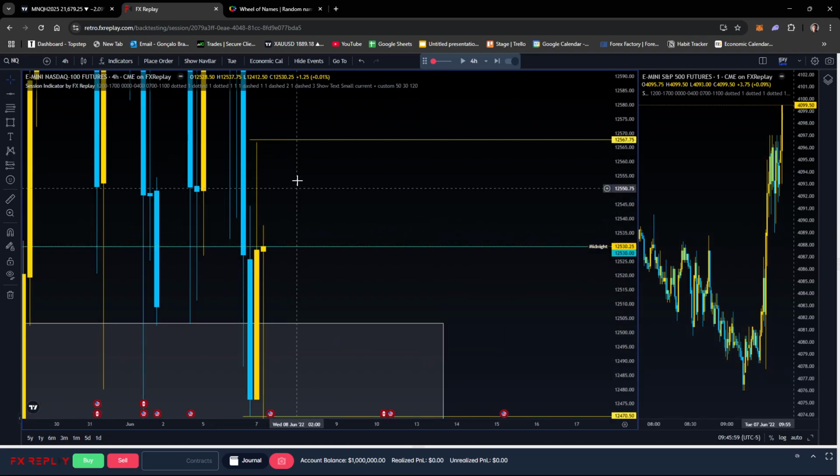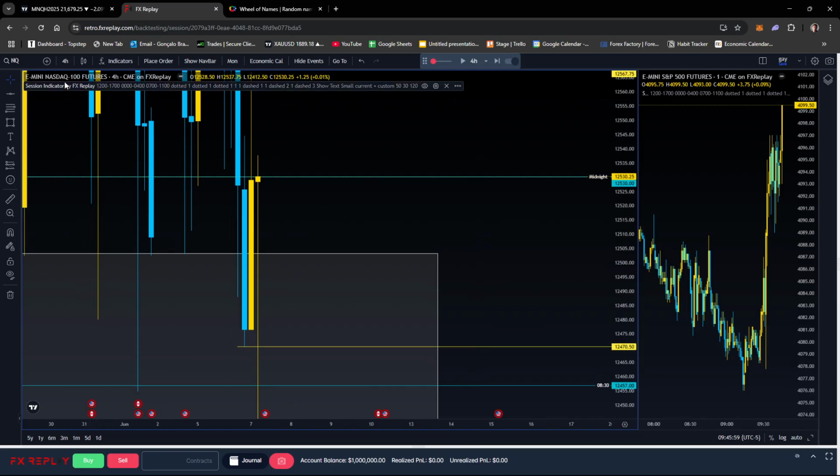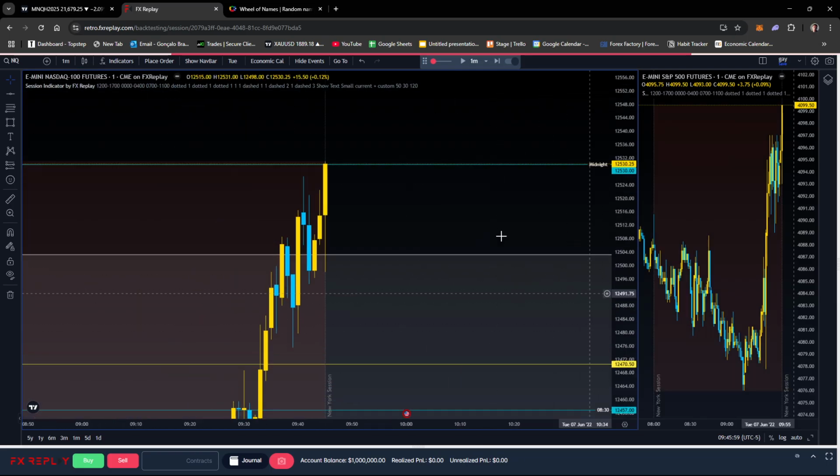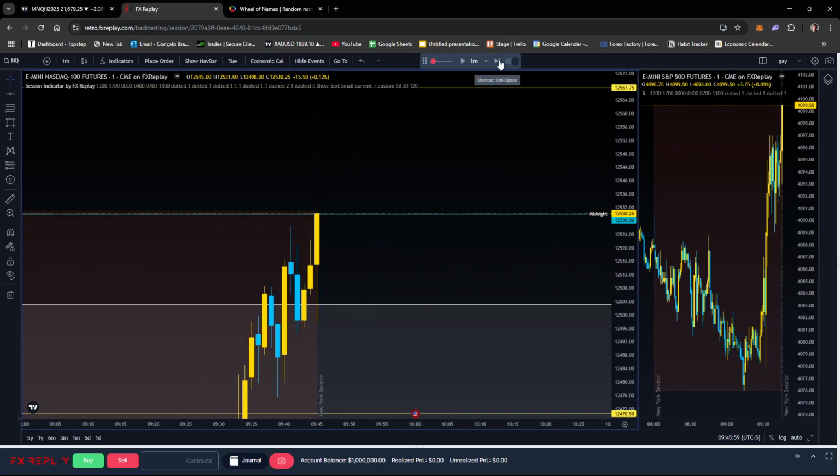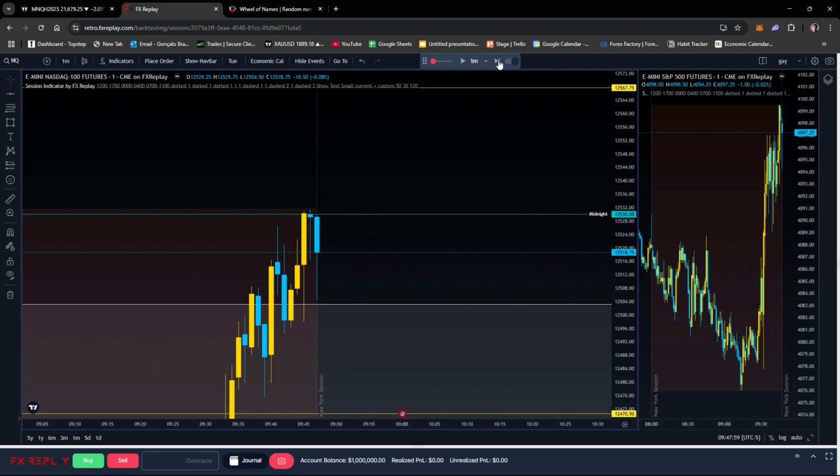We haven't swept the low, but we've touched the high. So I need to buy here. Let's see if we get an entry. This is actually an entry, but we're a minute late. See how price has left an imbalance here. Okay, we'll get another one.